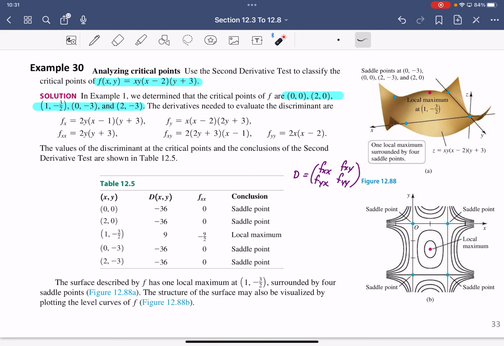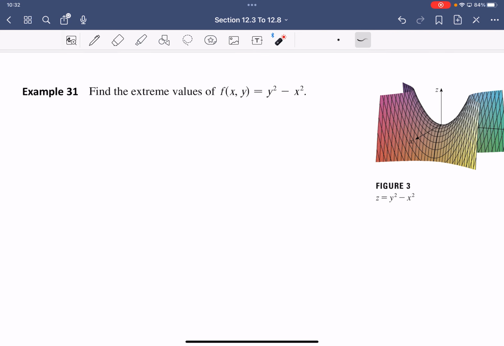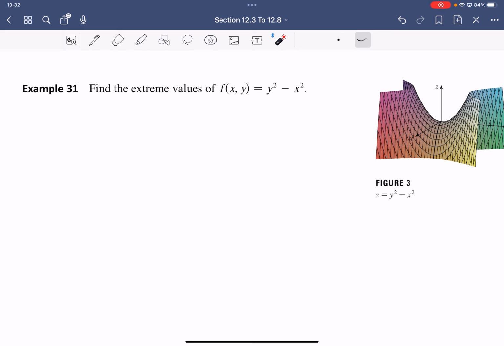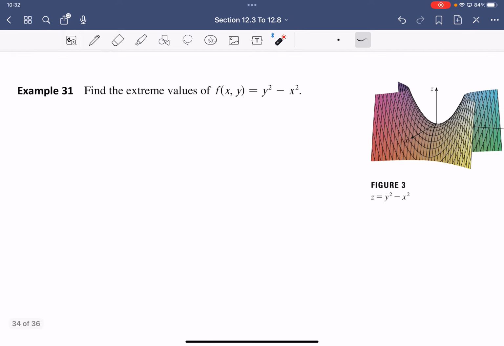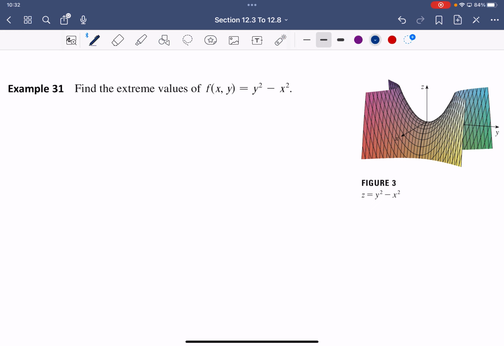Okay, so we should do the example now about how to find the critical point. This is the one that they show you in the book how to do it. Okay, let's start from example 31 together. So y squared minus x squared. If you put it in Google, this is the picture of y squared minus x squared. So let's see. We have f(x, y) equal to y squared minus x squared.